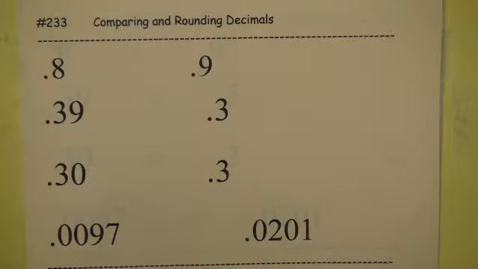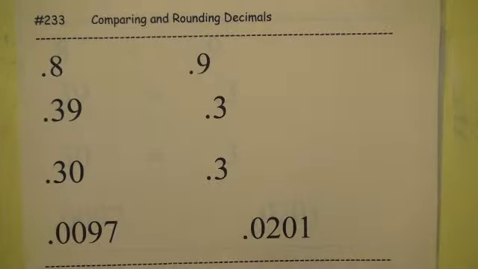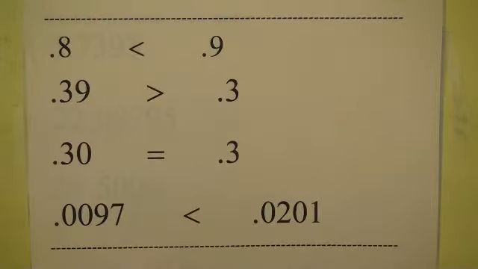And then this last one's rather interesting. You have 97 10,000ths versus 201 10,000ths. Well, when you say it the way I've just pronounced it, it's obvious that the 201 10,000ths is more than 97 10,000ths. But if you're looking at this problem and just glancing at the numbers, you may just pick the 97 by accident, thinking that the 97 is larger when it is not.